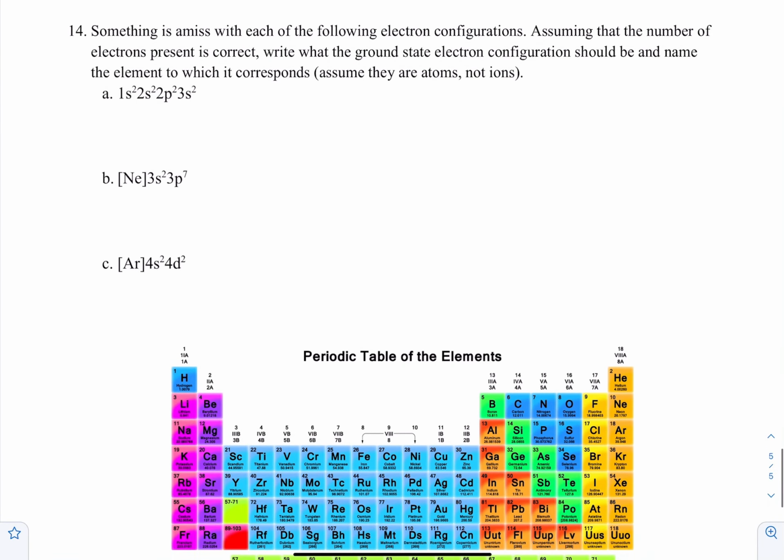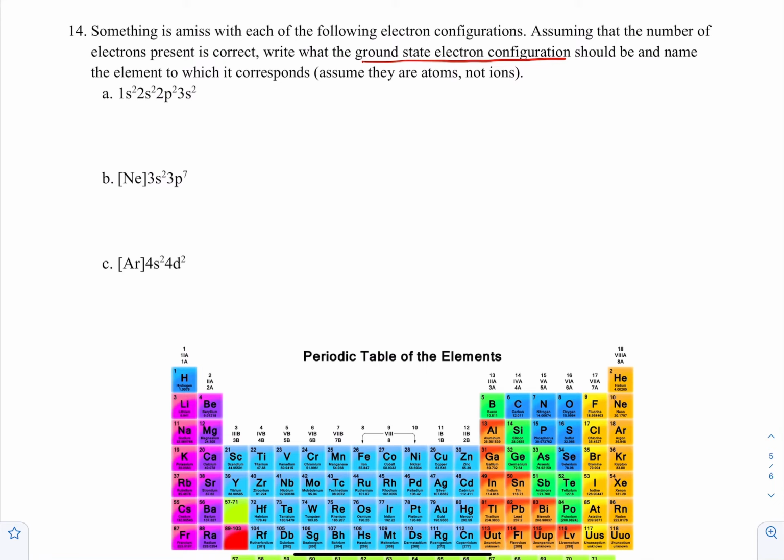All right, last one. Number 14, something is amiss with each of the following electron configurations. Assuming that the number of electrons present is correct, write down what the ground state electron configuration should be and name the element to which it corresponds, assuming they are atoms and not ions, okay? Remember that when they say ground state electron configuration, that means we have to fill in all the previous lower energy levels first before we can start filling upper energy levels. And if you skip that, then it's considered to be in an excited state.